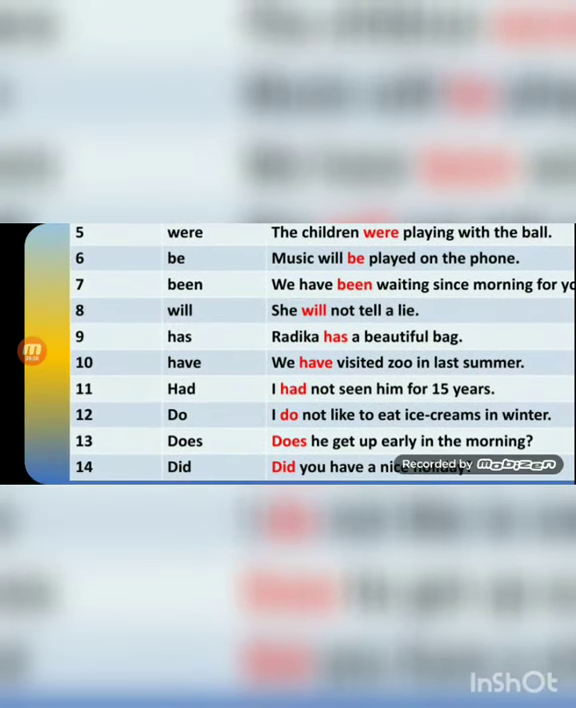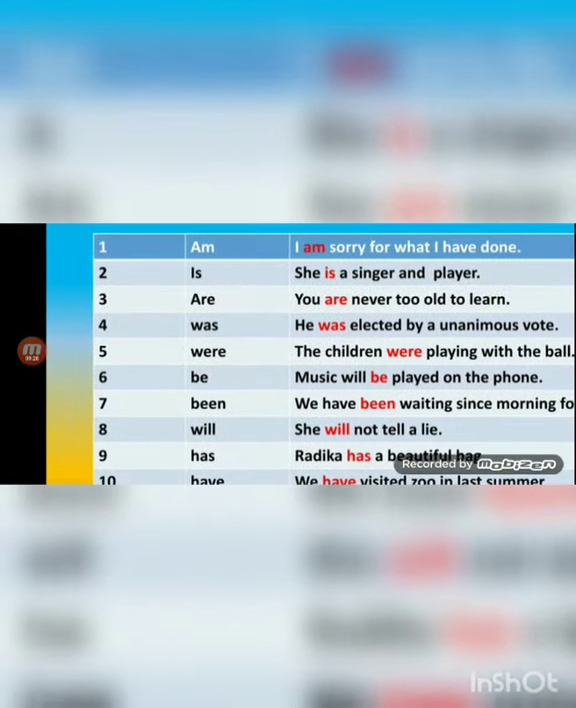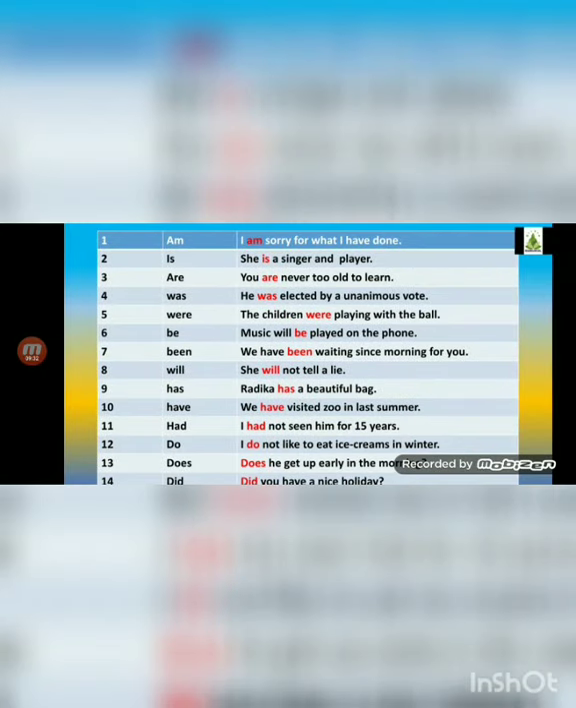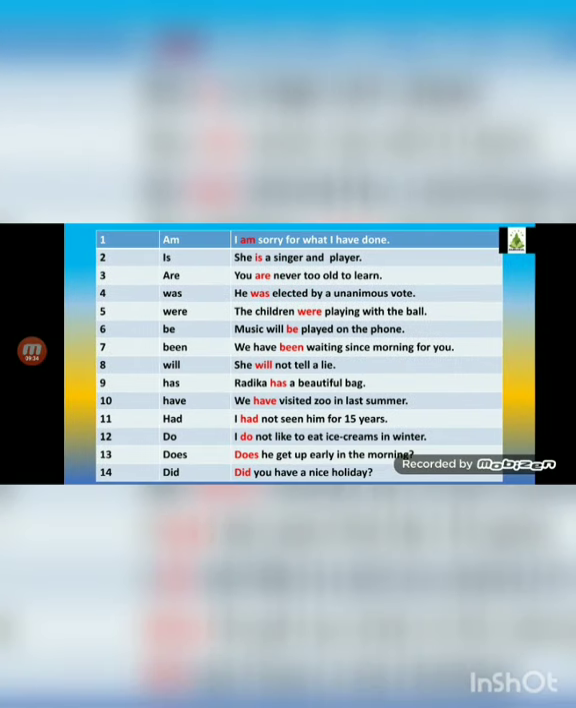Some of the helping verbs: do, does and did. I do not like to eat ice cream in winter. Does he get up early in the morning? Did you have a nice holiday? So these are related to the questions, does and did. So children, I hope you have an idea as to how to use these helping verbs. In future we will definitely learn more about them in detail.